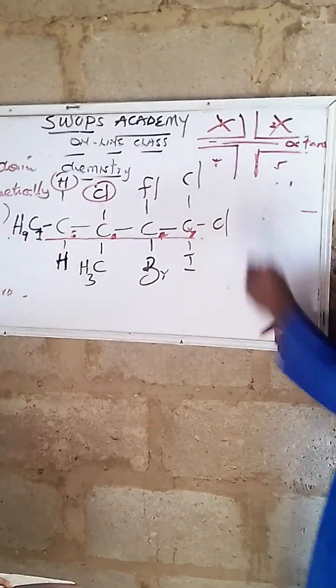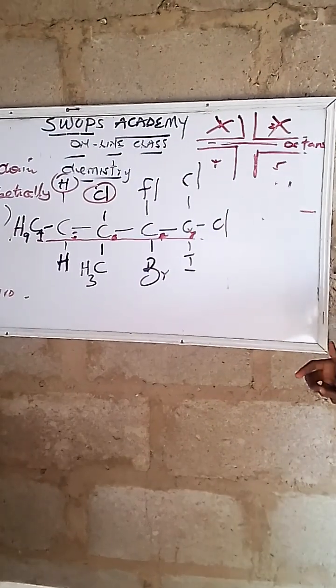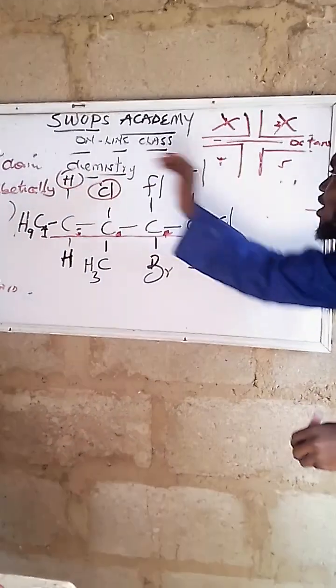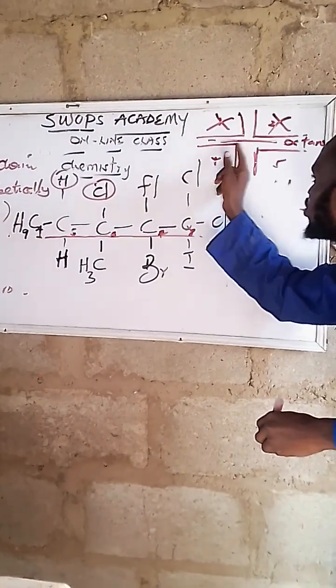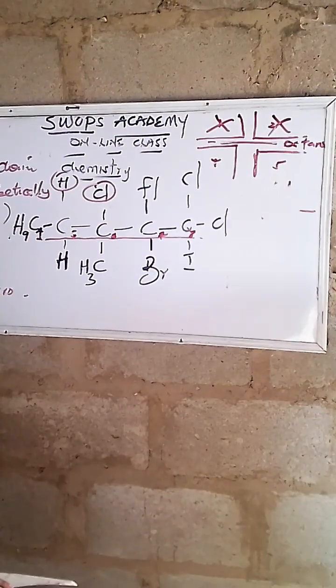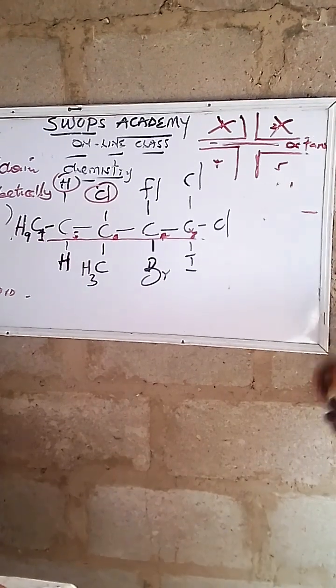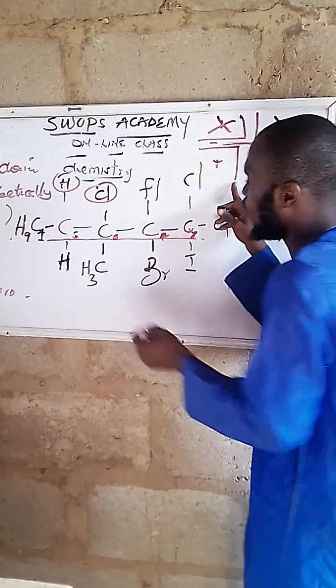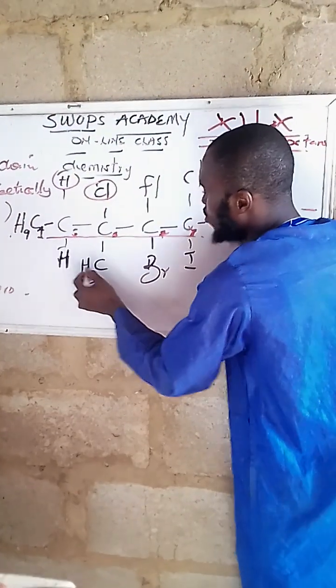This is also exempted from it. What follows? This, can we count like this? Leaving 1 and 2, can we actually count like this? Yes, we can count like that. Because let's observe this down one. We have what? Hydrogen. We have what?